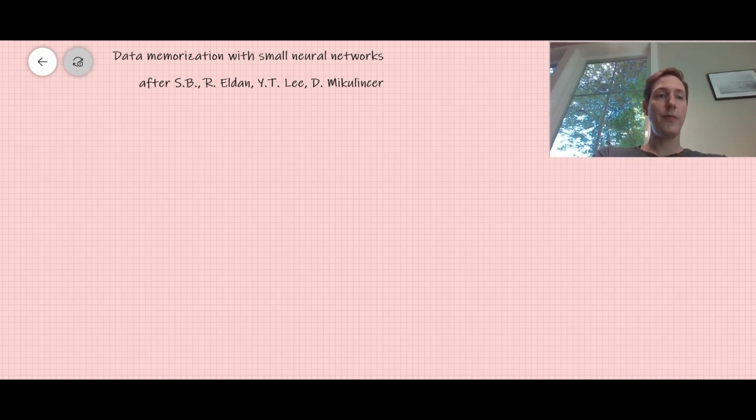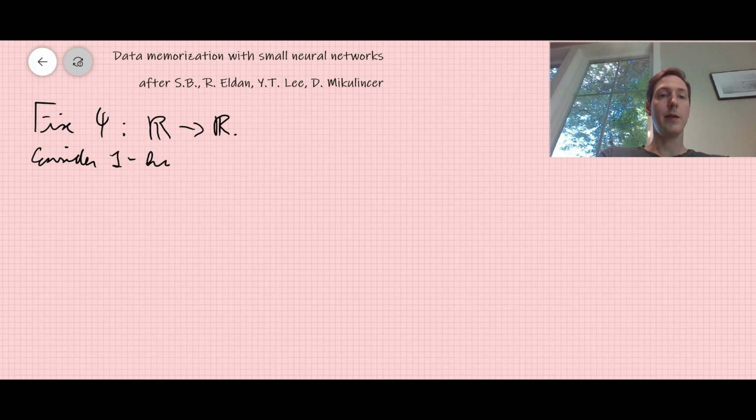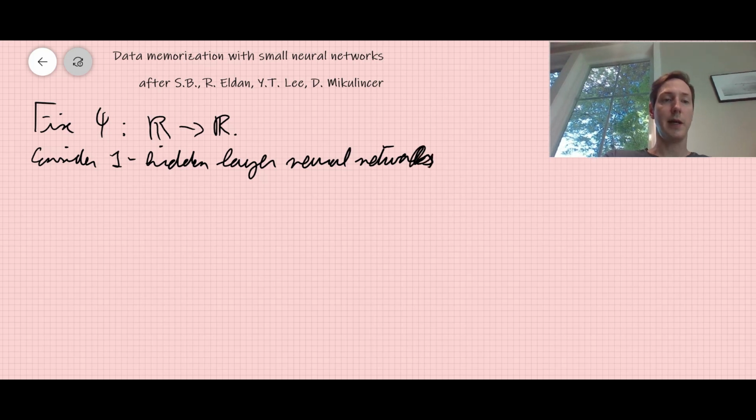So first we fix psi, which is going to be the nonlinearity that we use in our neural network. So that's just a map from the real line to the real line. And then we're going to consider one hidden layer neural networks, which are functions of the following form. So I'm going to introduce some notation as I explain it.